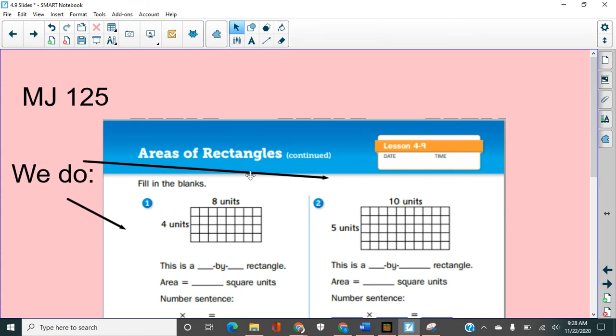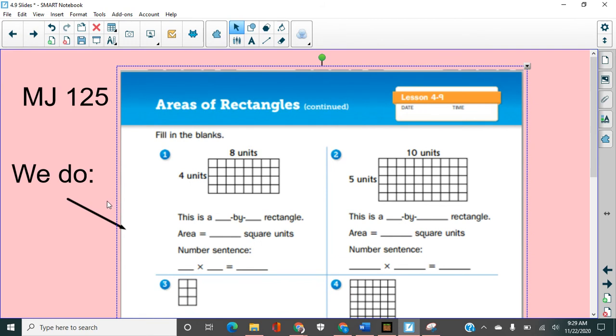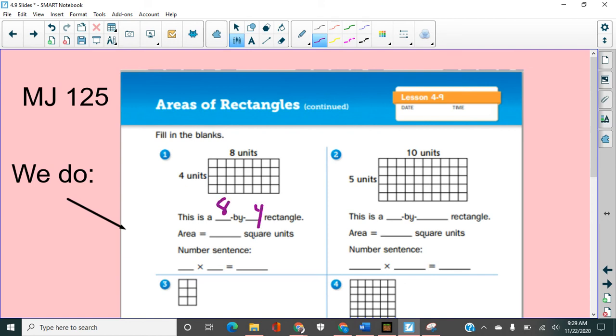All right. Eeny, meeny, miny, mo. Let's pick the first one here to do. We are going to do number 1 together. And then you get to finish this page. This is a blank by blank rectangle. Look at these. What 2 numbers need to go in there? 8 and 4, right? What is the area? The area is the number on the inside, right? How many squares are there? 32. And so put these together into a number sentence. What's the number sentence that goes right there? 8 times 4 equals 32.